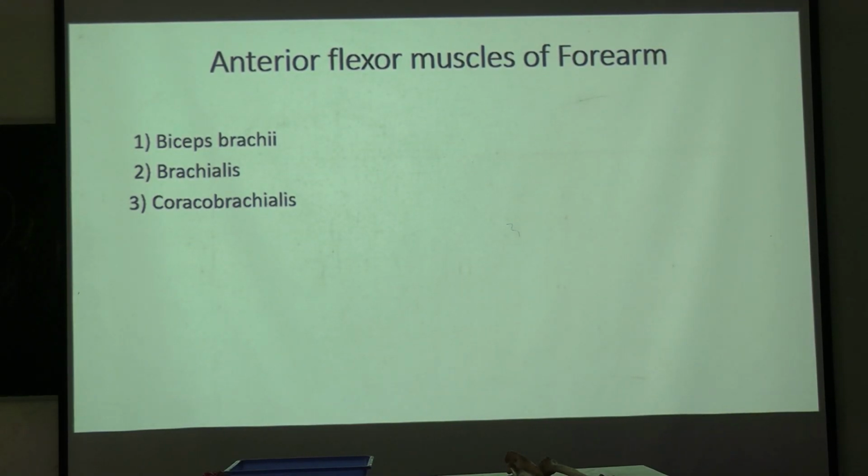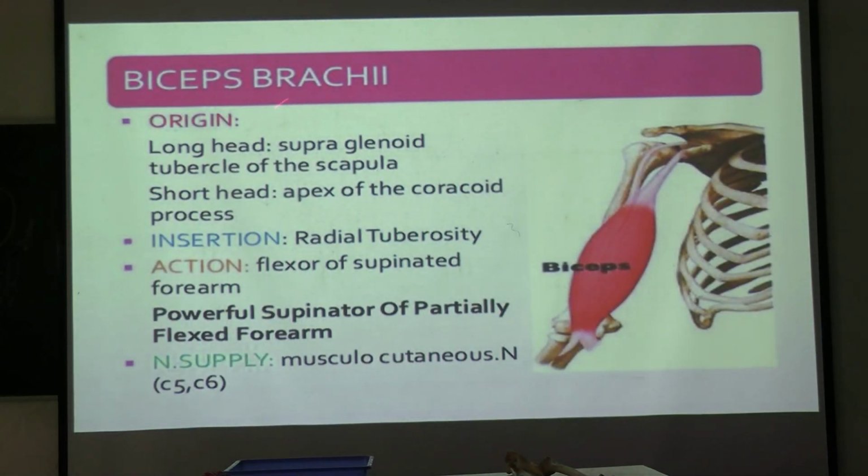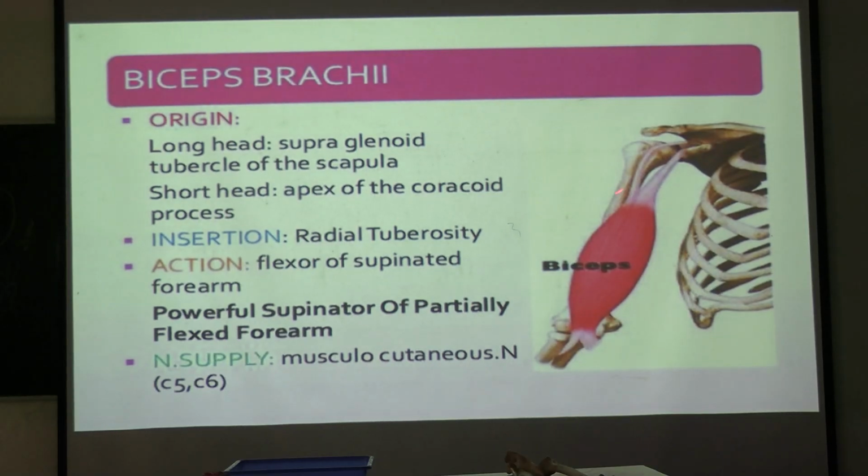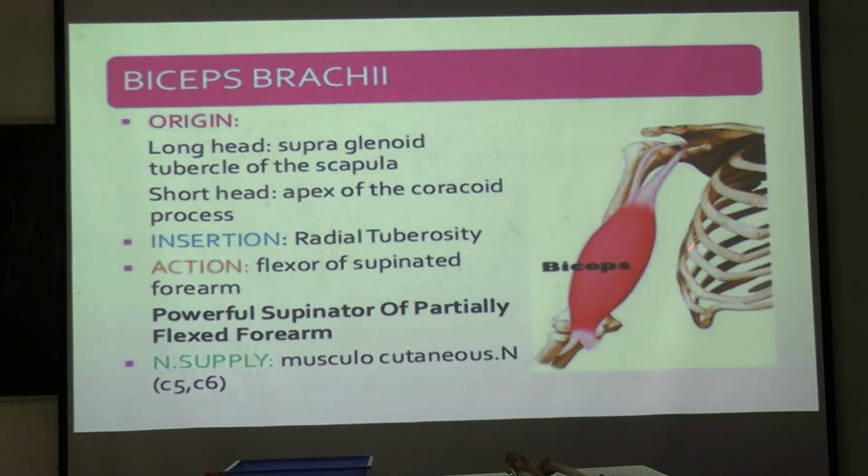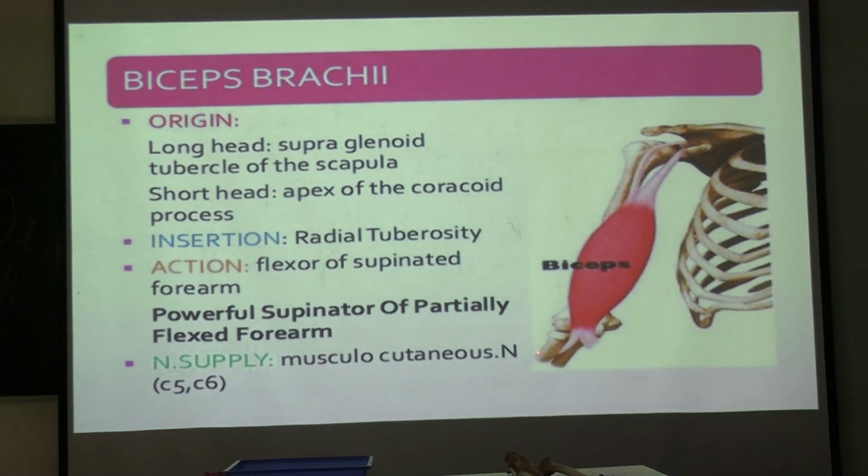Okay, so three muscles are there: biceps brachii, brachialis and coracobrachialis. These two origins you have seen: biceps brachii, two heads; coracobrachialis. So biceps brachii, long head, originates from supraglenoid tubercle of the scapula, and this passes through the intertubercular sulcus of the humerus. Short head originates from apex of the coracoid process. Here is the short head. These two heads join to form the muscle belly and are inserted into the radial tuberosity of the radius.